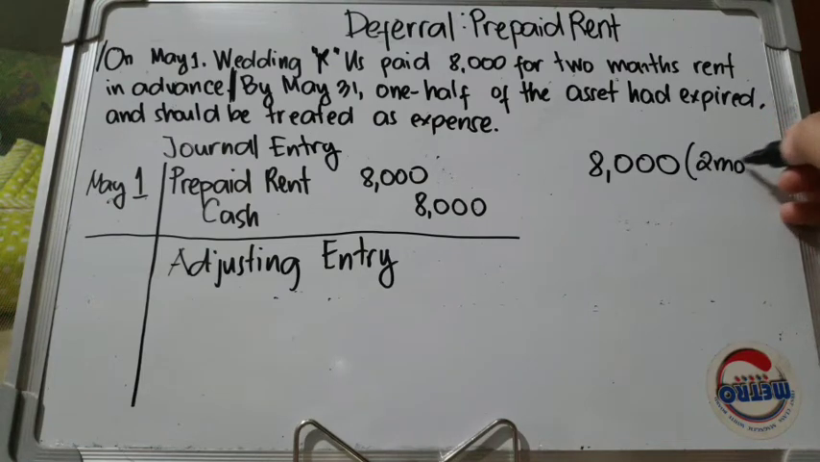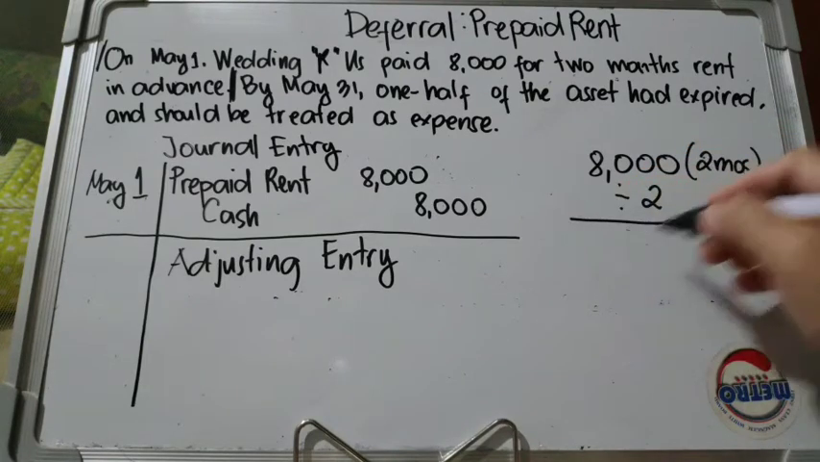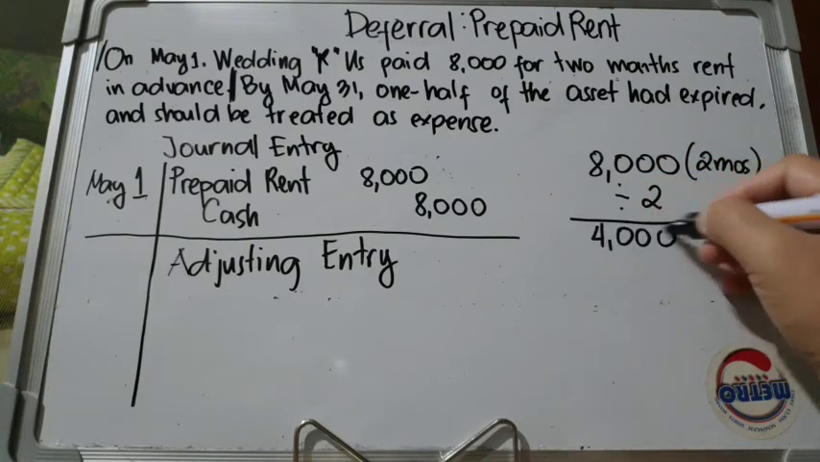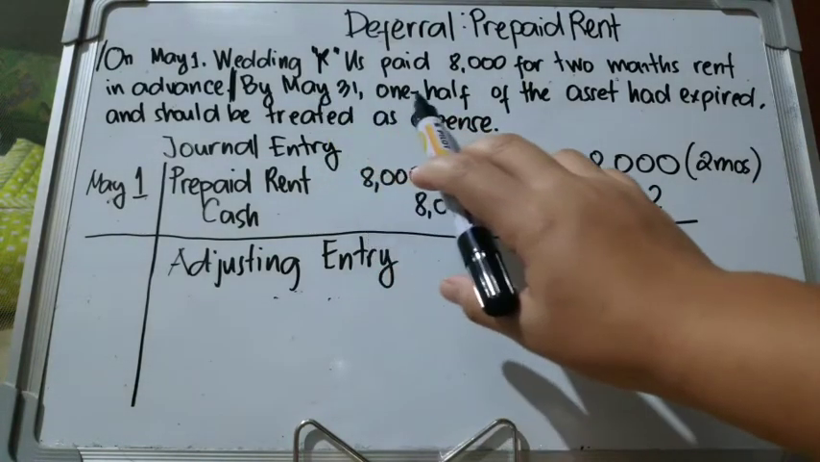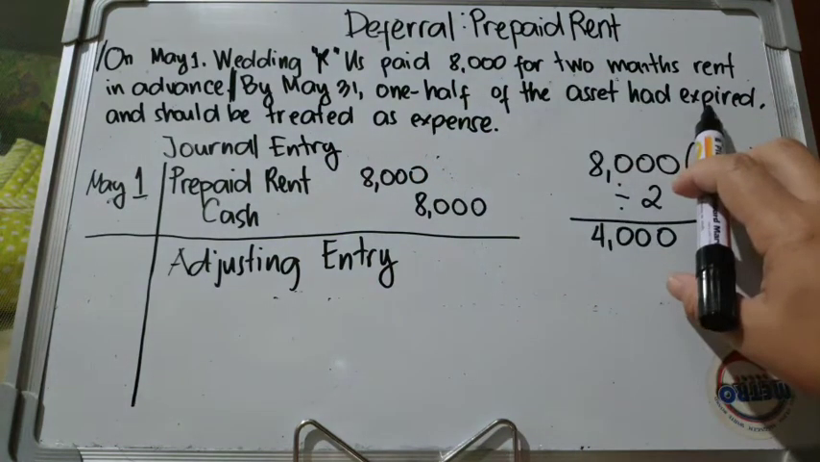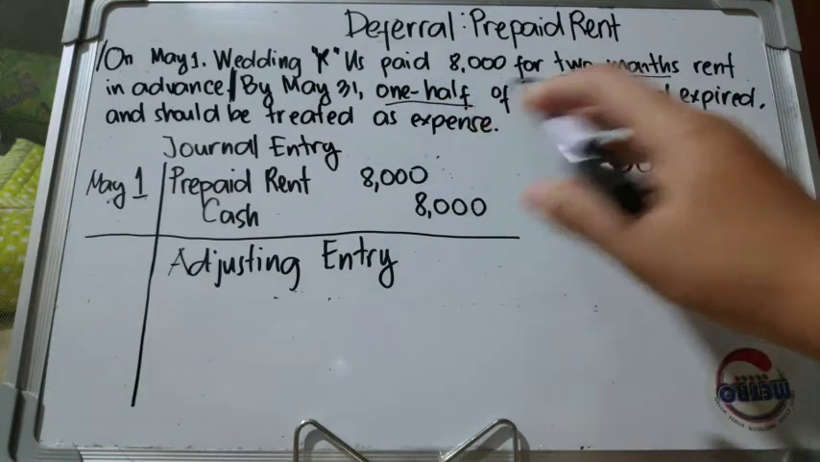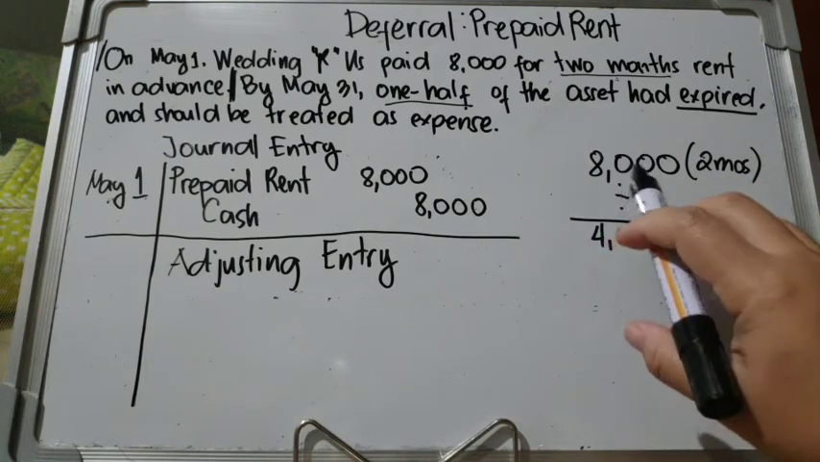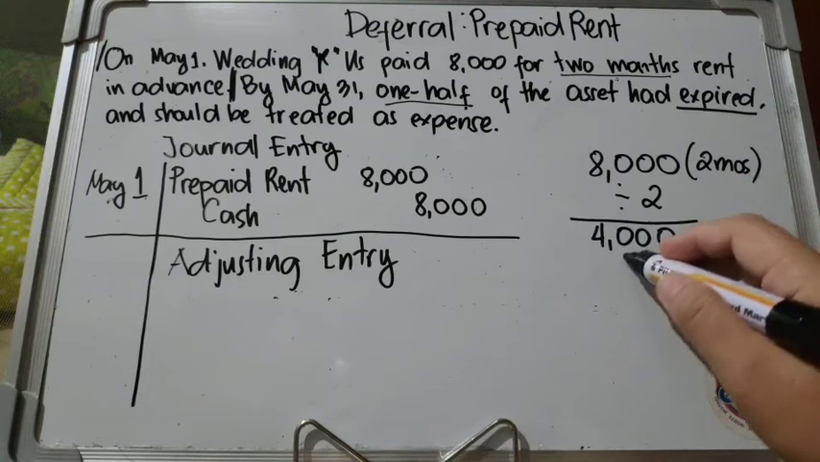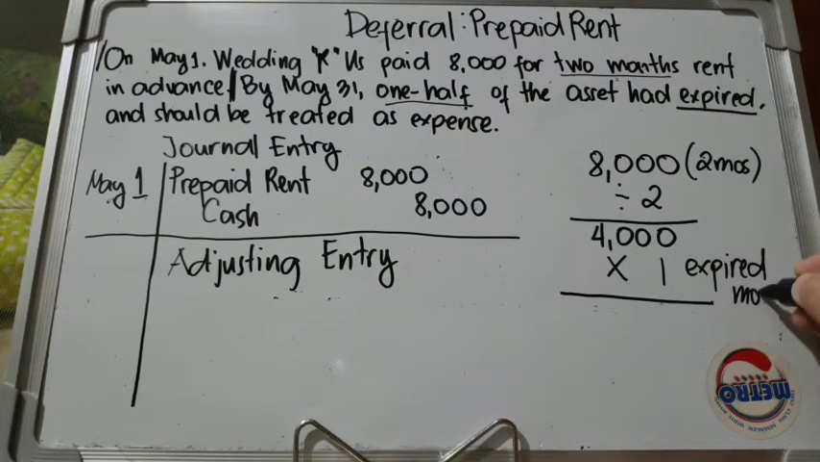So, this is for 2 months. Okay? So, you divide it by 2 months, it will become 4,000 pesos. And it says here that by May 31, 1/2 of the asset had expired. So, in these 2 months, 1/2 of the prepaid rent had expired. So, 8,000 divided by 2 months times 1 month that expired. This is the expired month.